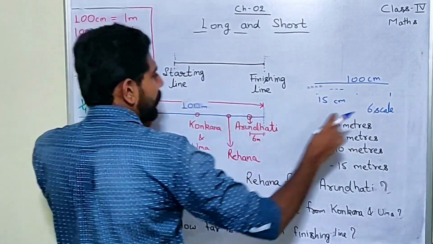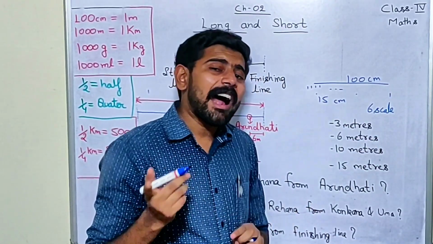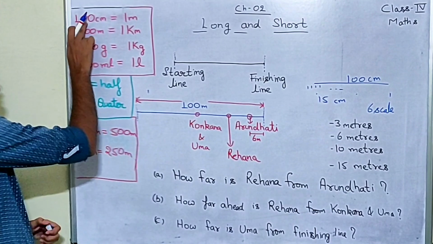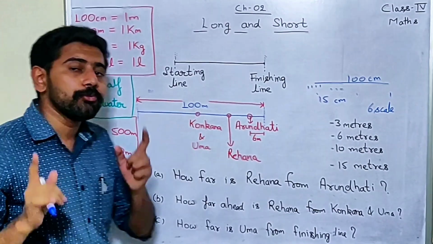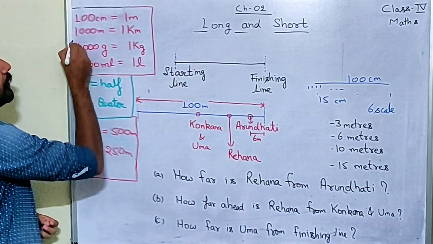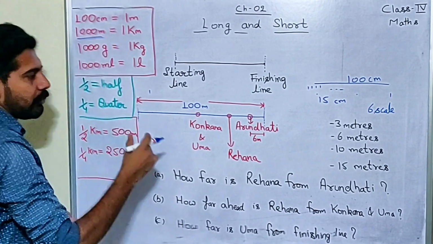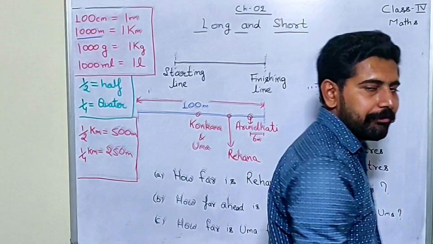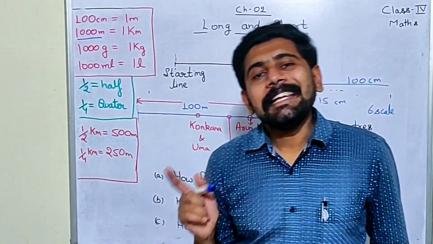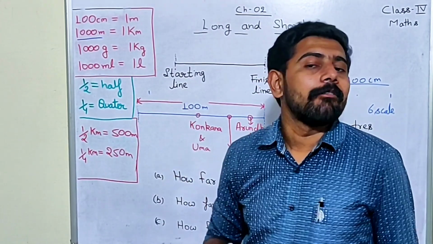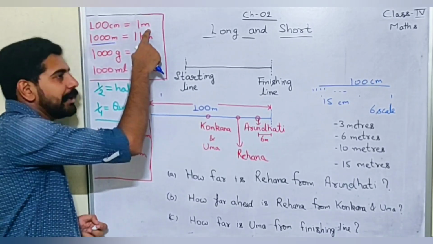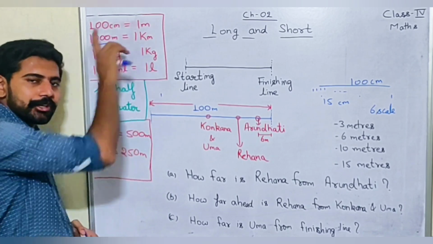That would be most probably from here to here. Then what is it? It becomes a meter. That means 100 centimeters is equal to 1 meter. Again, if we measure a length from the starting point to the ending point as 1000 meters, then it is known as a kilometer. What is it known as? Kilometer. That there are 100 centimeters in every meter, and there are 1000 meters in a kilometer.